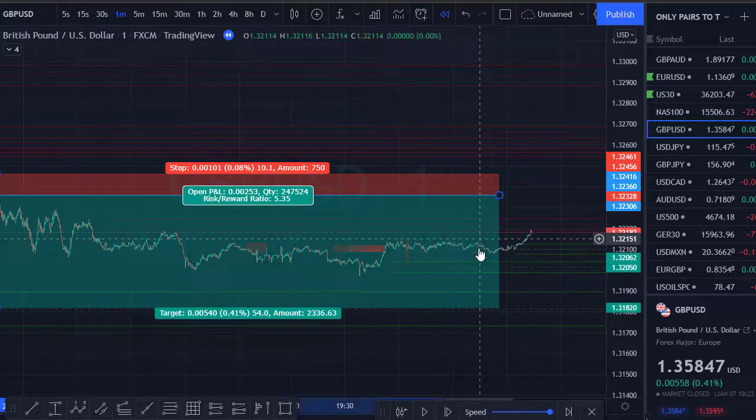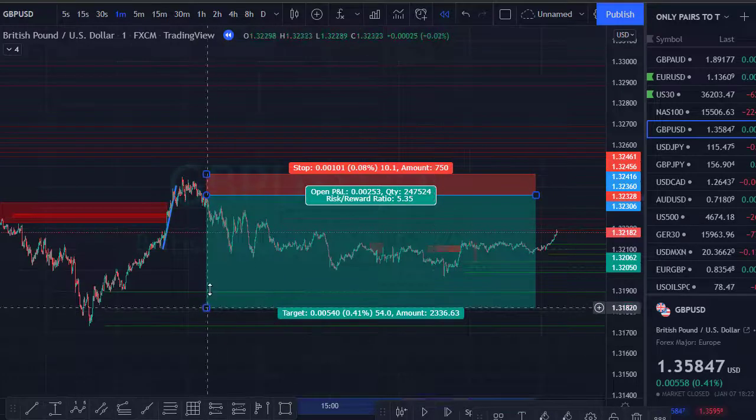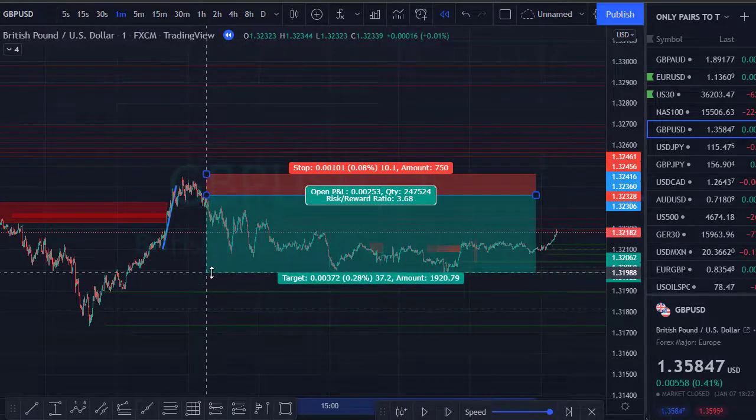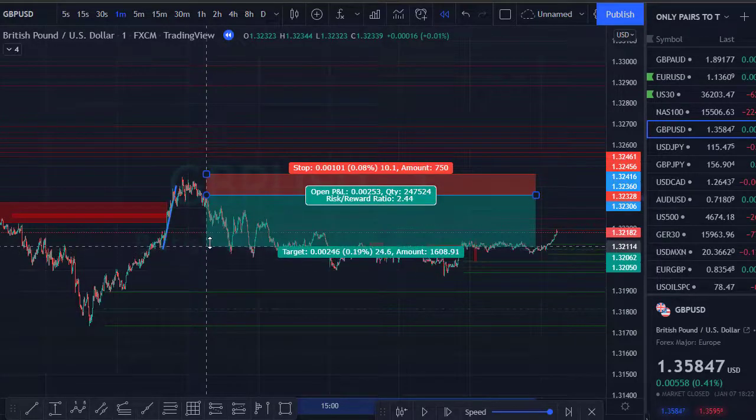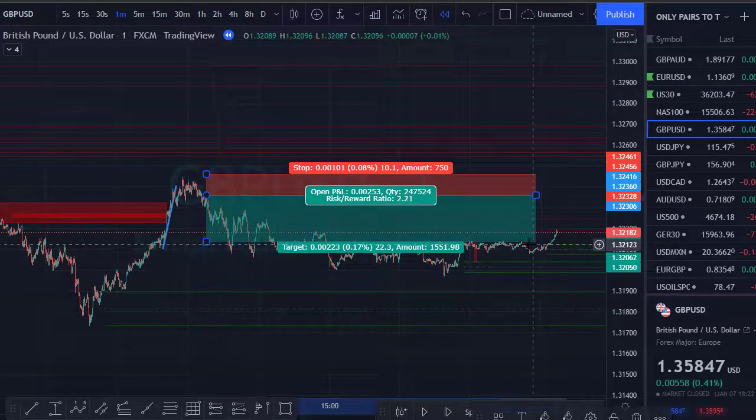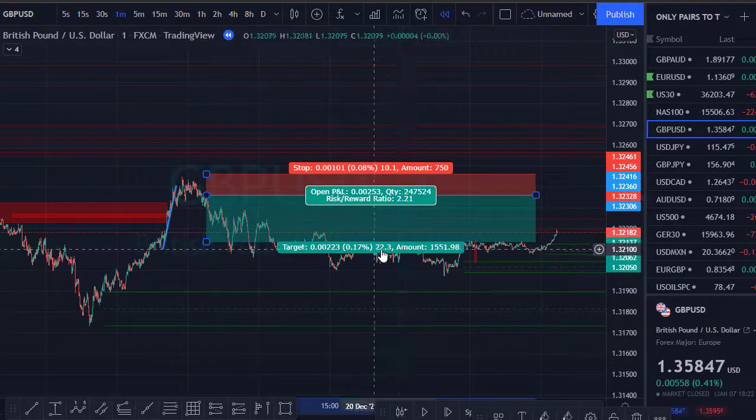Okay, so it finally broke. So essentially you could have got out right there, or you could have taken profit here. So it's either you took 37 pips, or you got out when it broke structure back up for 1 to 2.21 for 22 pips.